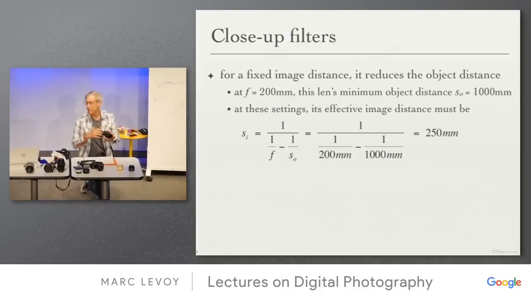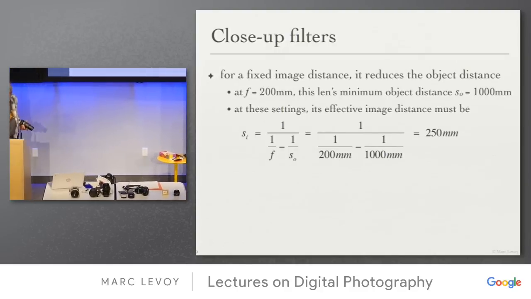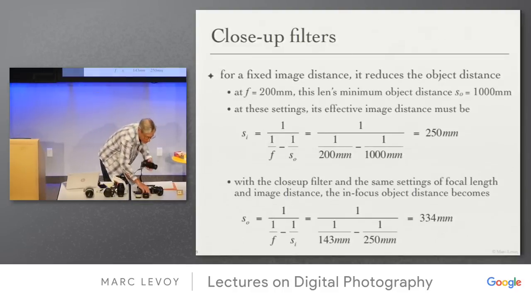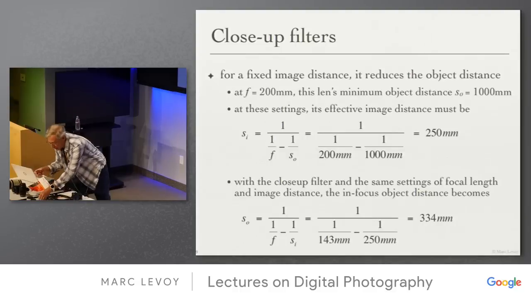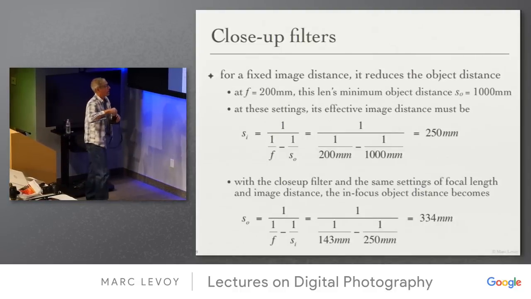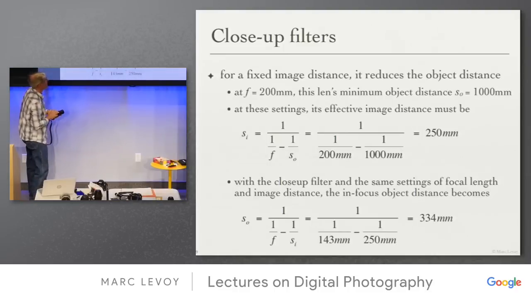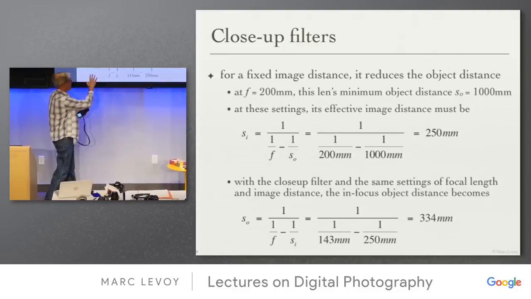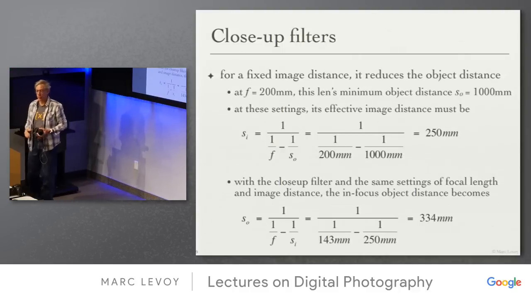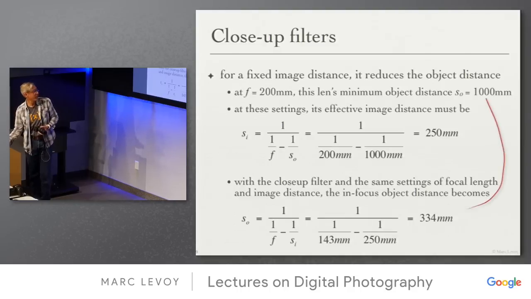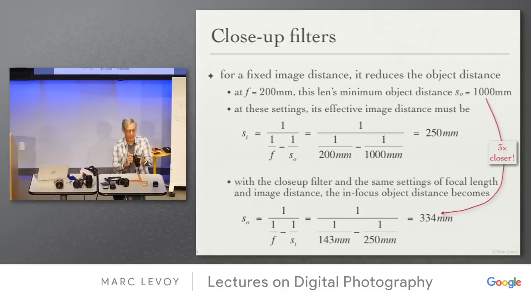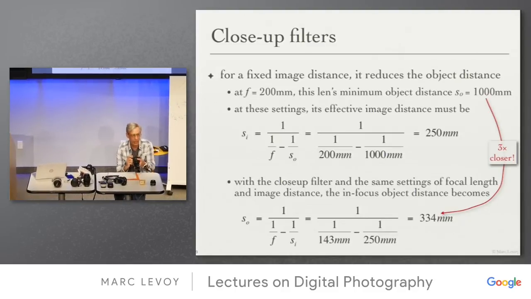Suppose I would like to go closer. Okay, so with the close-up filter, I'll put the close-up filter back on. Now the minimum object distance becomes 334 instead of 1,000. So I can get 3x closer. So now I can come all the way up here and focus on that.